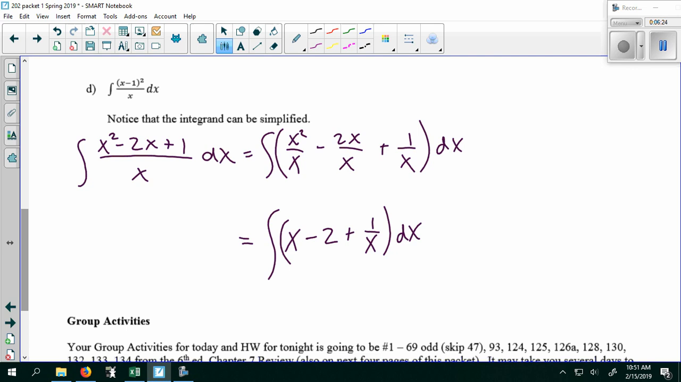So those are our 4 main techniques: U sub, by parts, partial fractions, and algebraically simplify the integrand.